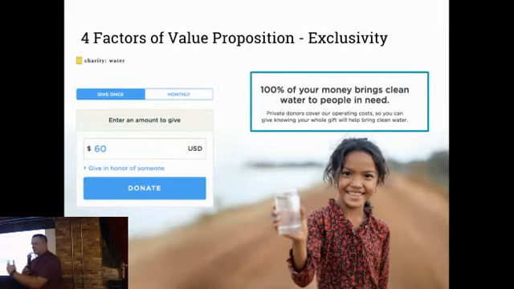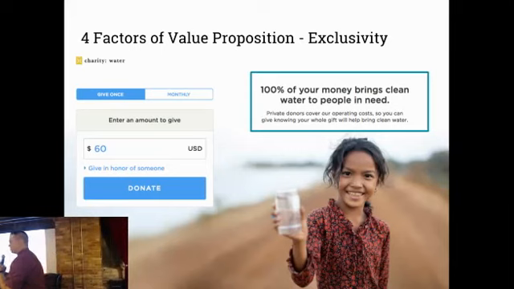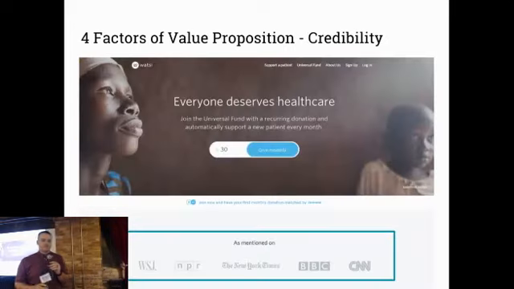Exclusivity. This is an example from Charity Water. They have a 100% model where they have 2 separate bank accounts. One covers all their overhead and the other one goes to the programs. But it's very unique to them. It's kind of exclusive. People are copying it now, but they were one of the first ones to really do this. And so this is what kind of makes them exclusive, right? It's, yeah, there's water charities, but 100% goes to our programs.